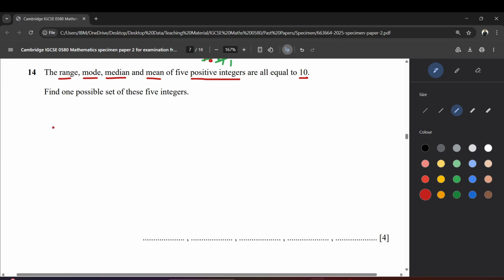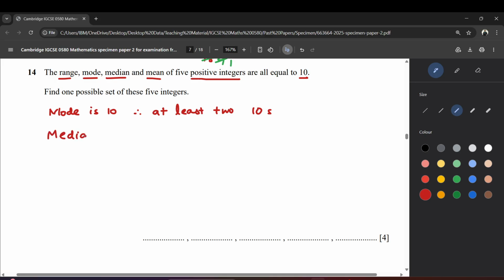Okay, so let's say that the mode is 10. So what can we deduce from this? We can confirm that there are at least two tens, because the mode is basically the most repeated value. So the only way in which 10 can be the mode is if there are at least two tens and the other numbers are all different. So that is one way of doing it. Okay. Then it also says that the median is 10.